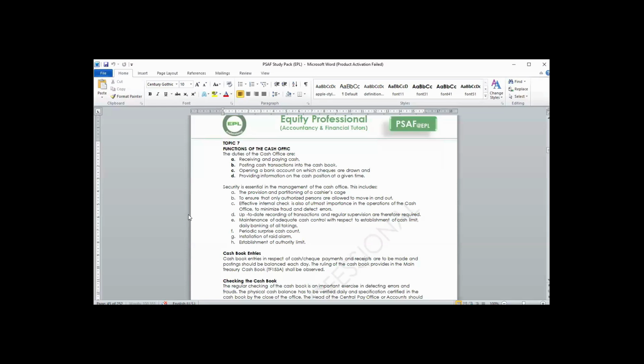Now, aside from that, they always put in place what we call internal check as far as the cash office is concerned, in order to reduce error or to minimize fraud in terms of cash operation. Aside from that, updating of records on a daily basis with regular supervision, maintenance of adequate cash control, and also keeping of cash within the cash limit. That is one of the internal controls under management that they are meant to put in place.